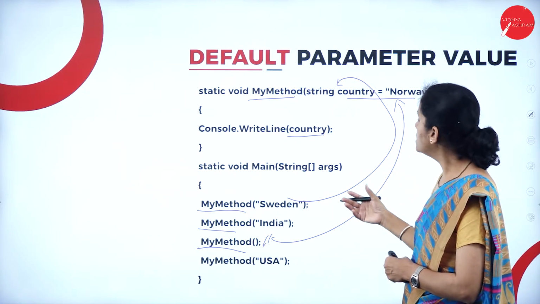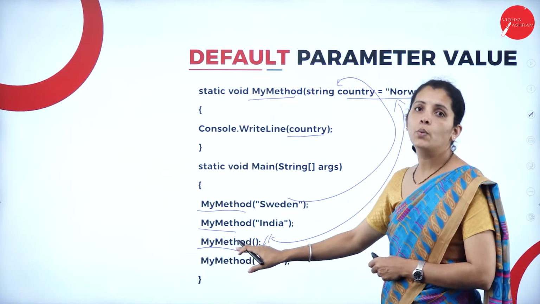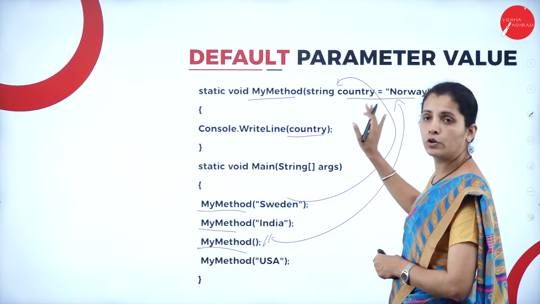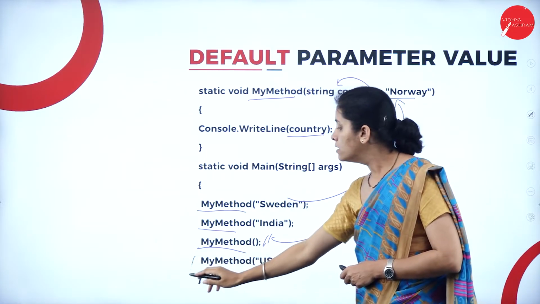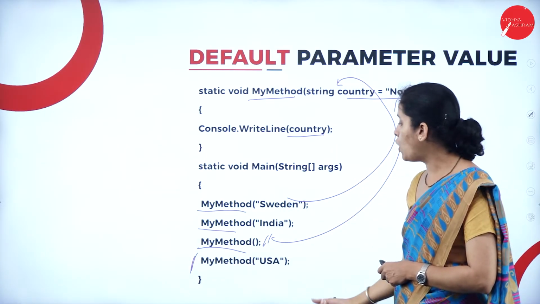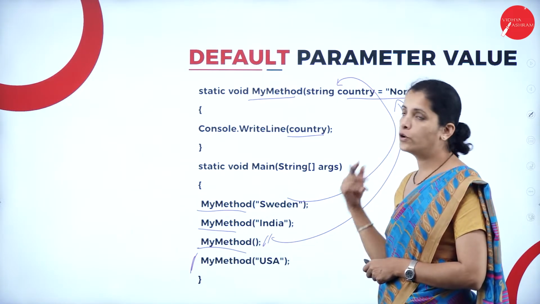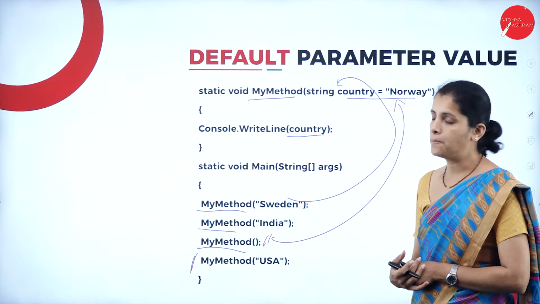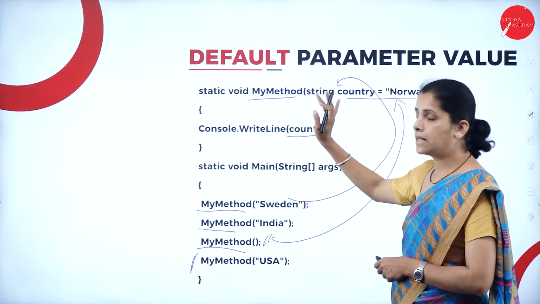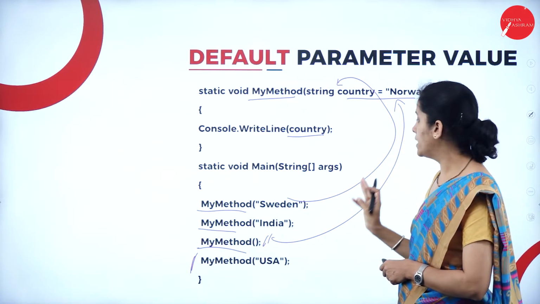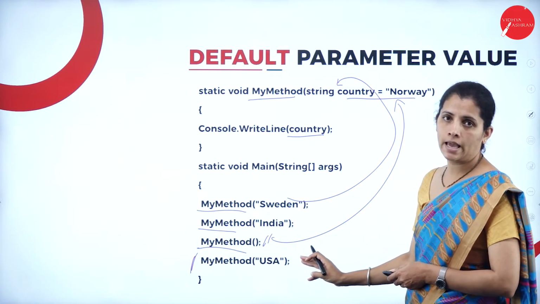Okay, so what is the output I'm going to get when I call my method without a parameter? Then I'm going to get the output Norway. Now, the fourth time, I'm going to call my method and I'm going to pass USA. And what output am I going to get? That is USA. And this program is going to call my method 4 times and I'm going to get the output Sweden, India, Norway as well as USA.